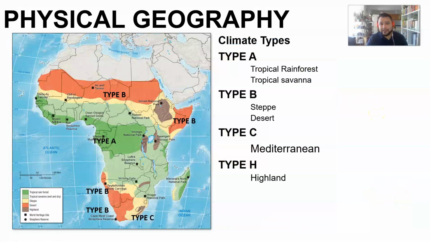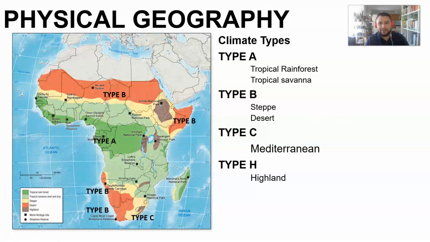When we look at the continent, here we see several climate types, most except polar. Of course, we have our type A climates, which are tropical rainforests and tropical savannas, which begin here at the equator and then move towards the tropics.